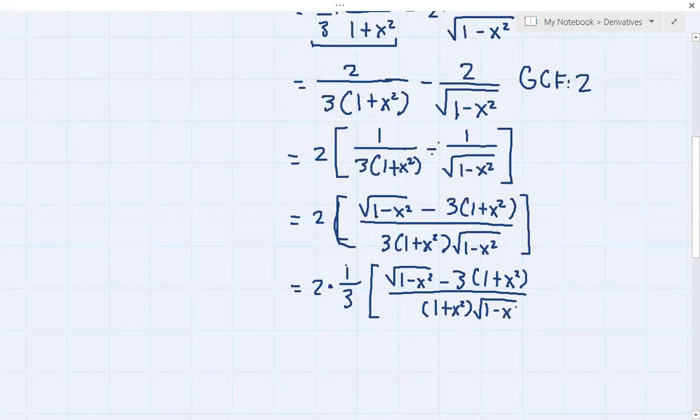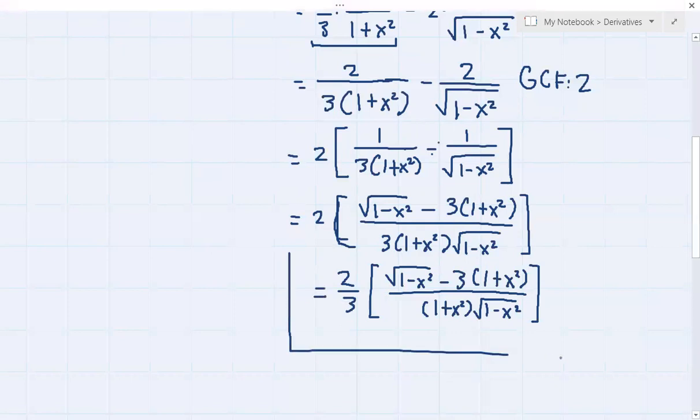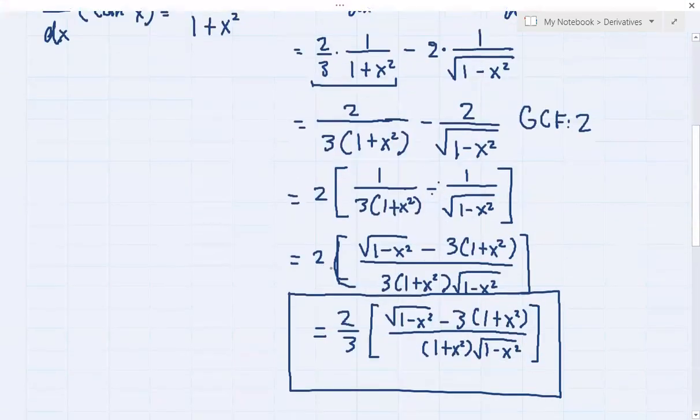Ganyan yung magiging itsura. So multiply the constants. 2 times 1/3 magiging ano na to? 2/3. Magiging simplified answer mo. The most simplified in my opinion. So for me, I'm gonna stop right here na kasi medyo mahaba na to. But yeah, again, no rush.